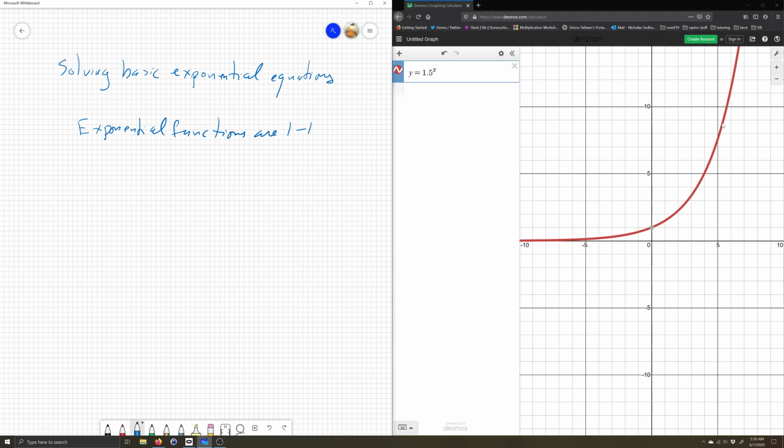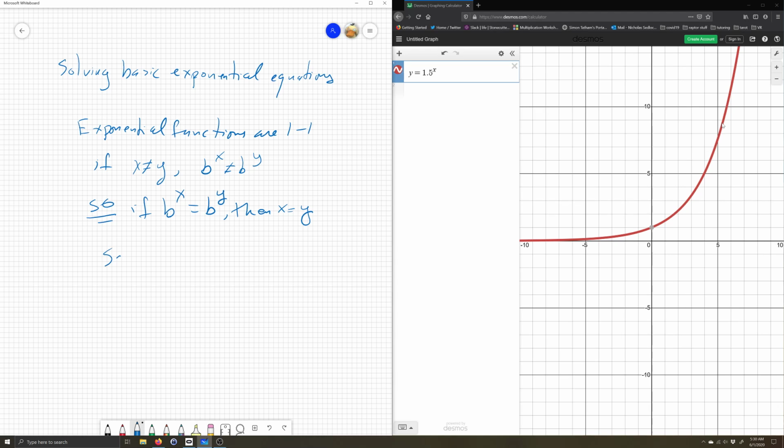they are 1 to 1. And so basically what that means is if x and y are different numbers, then b to the x and b to the y are different numbers. So if b raised to one power equals b raised to another power, then the powers are equal. So here's what I mean by that.